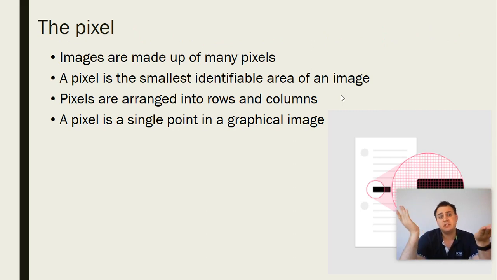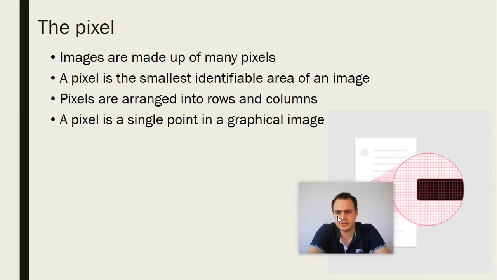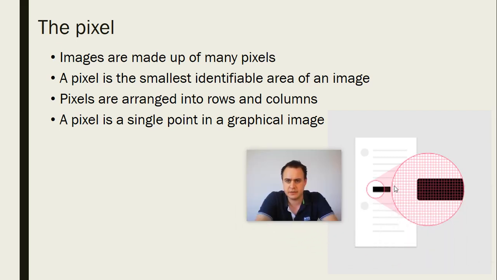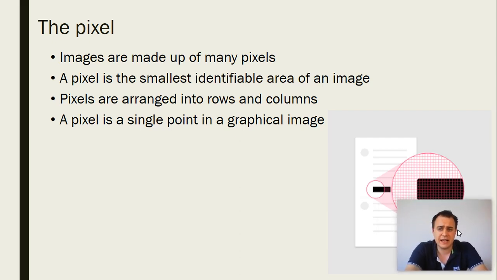Images are made up of many pixels. A pixel is the smallest identifiable area of an image. Pixels are arranged into rows and columns, and a pixel is a single point in a graphical image. If we zoom in on this image just here, you'll see all of these little squares. These are pixels. They are very, very minute, and your screen is made up of thousands upon thousands of pixels. So can you please write down these 4 bullet points and then come back?